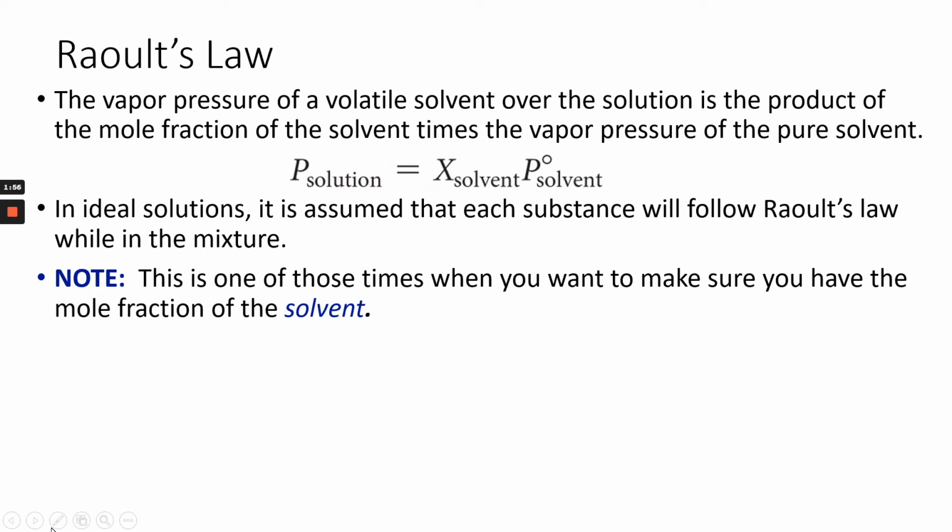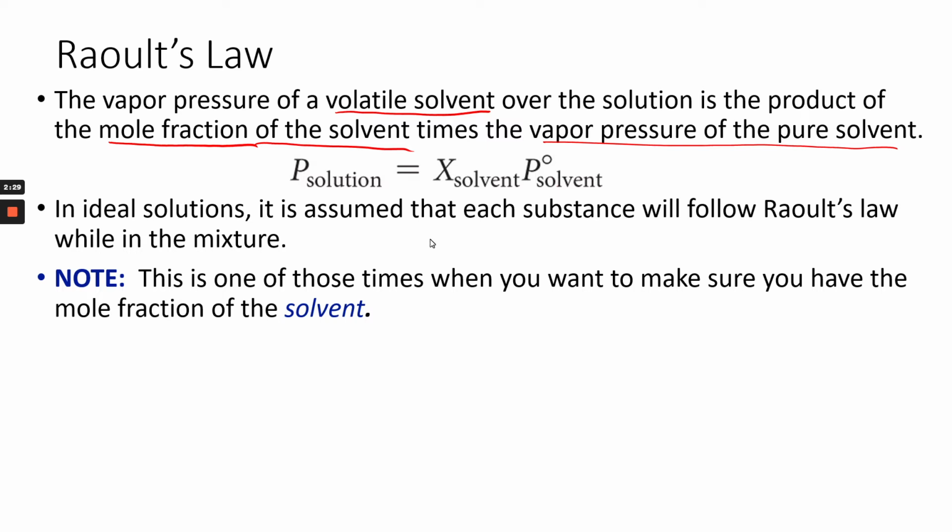So there is a law that explains this, and it's called Raoult's law. The vapor pressure of a volatile solvent, so your solvent has to be volatile, which means it wants to vaporize, over the solution is the product of the mole fraction, remember we learned mole fraction in the last video, of the solvent times the vapor pressure of the pure solvent. So here the pressure of your solution will be the mole fraction of the solvent times the pure vapor pressure of the solvent.